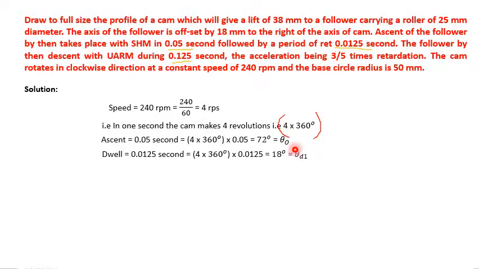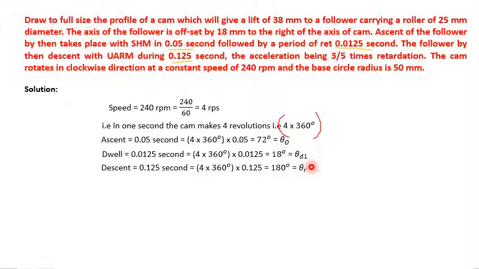Next, first dwell. In the problem it is given as 0.0125 second. In order to convert it into degrees, we multiply by the factor 4 into 360. So 4 into 360 into 0.0125, we got 18 degrees. This is nothing but theta D1, the first dwell.